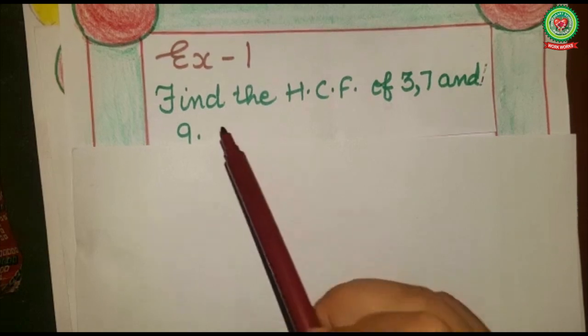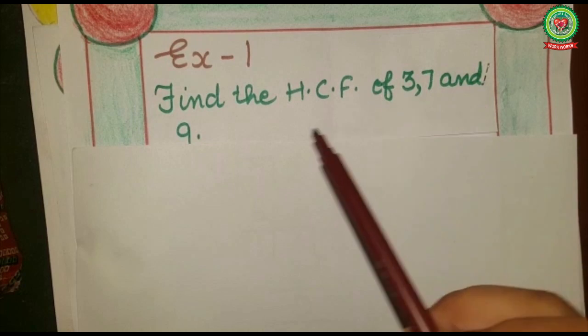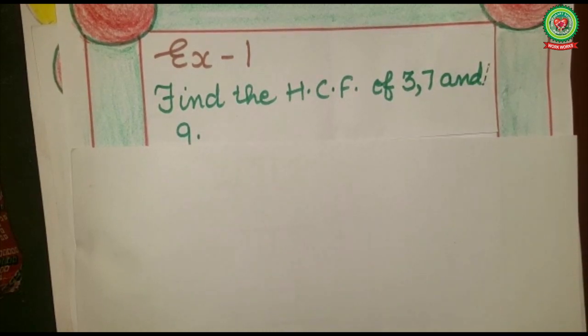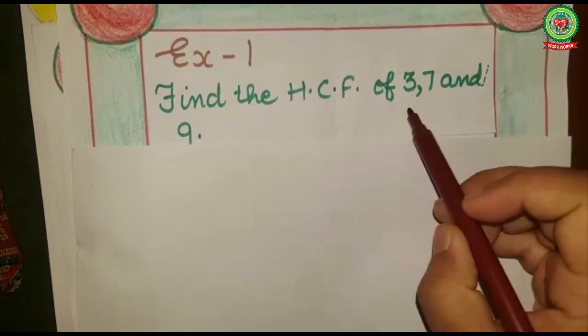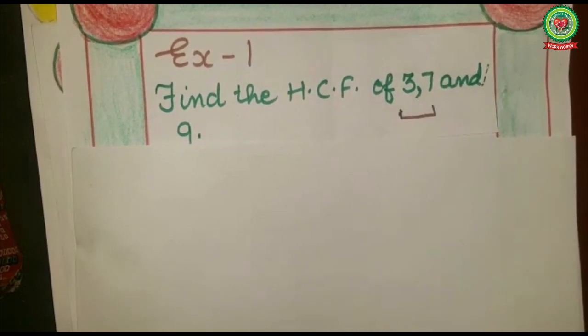Example number 1. Find the HCF of 3, 7 and 9. Now students, you can see I am having three numbers and I have to find the HCF of these three numbers. Before finding the HCF of three numbers, I will find HCF of two numbers. And students, you already know how to find the HCF of two numbers. Now, firstly, I will find HCF of 3 and 7.